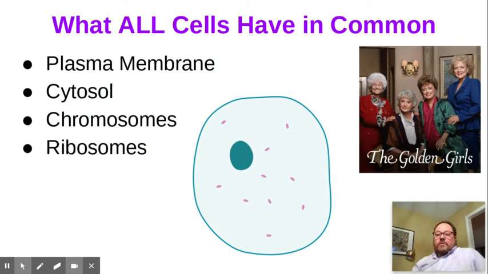Okay, so the College Board loves to do compare and contrast. One question that's frequently asked is a question tying into what all cells have in common beyond a love of the Golden Girls.